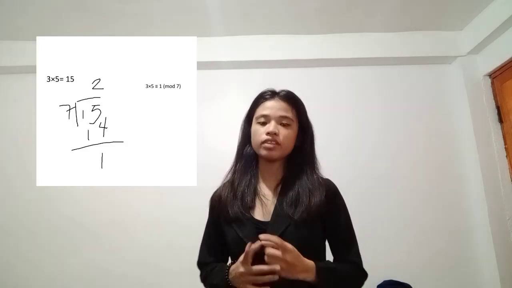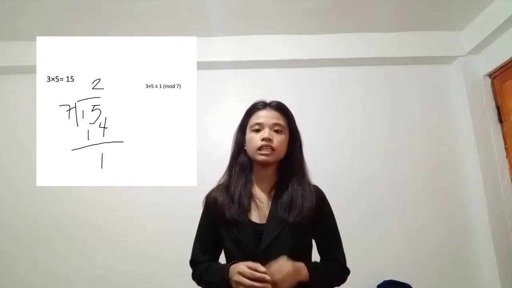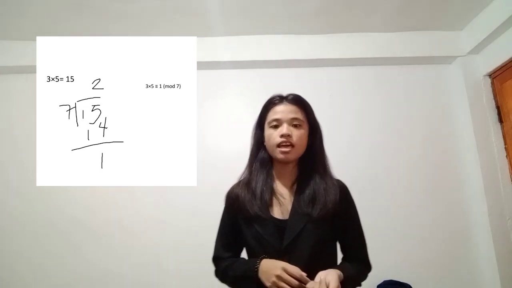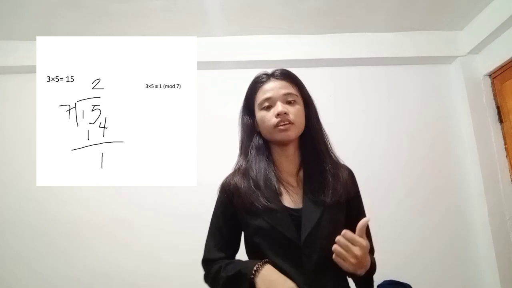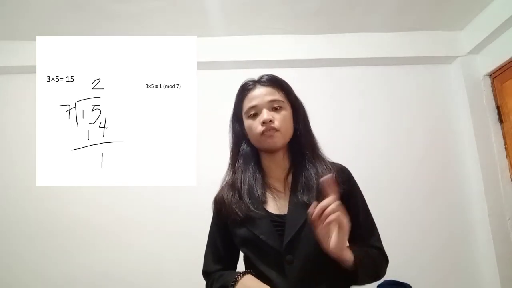However, we can still find a multiplicative inverse of a number, which is the number that we can multiply by to get 1. For example, in modular arithmetic modulo 7, the multiplicative inverse of 3 is 5. It's because 3 times 5 equals 15, and 15 divided by 7 is equal to 2 with a remainder of 1. In this case, we can also say that 5 is the reciprocal of 3.